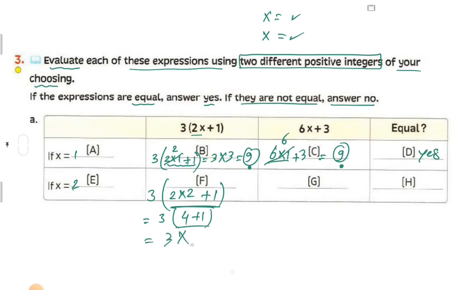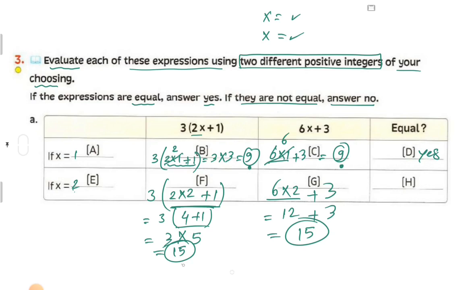Parentheses will give us what? 5. That means 15. Next expression, 6x, 6 times x, x equal 2, plus 3. That means 6 times 2 equals 12 plus 3. That means 15. Now from the second trial, we get yes, they are equal to each other. From the first trial and the second trial, it gives us the same result. That means they are equivalent to each other.